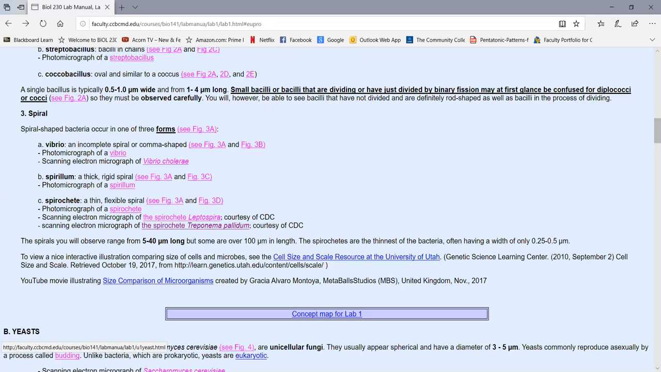So the spirals, at least especially the spirilla and the spirochetes, can get very long. The ones we're looking at can range from 5 to 40 micrometers long. Some of the spirochetes can get, or some of the spirilla can get over 100 micrometers long. Now the spirochetes tend to be the thinnest of the bacteria. When you measure them today, their width is only going to be about 1/4 to 1/2 of a micrometer. So those are the shapes, arrangements, and forms of spiral bacteria.